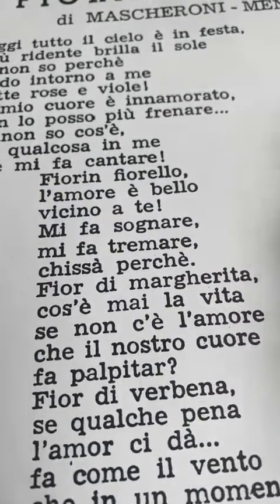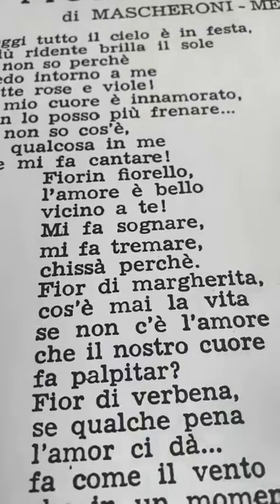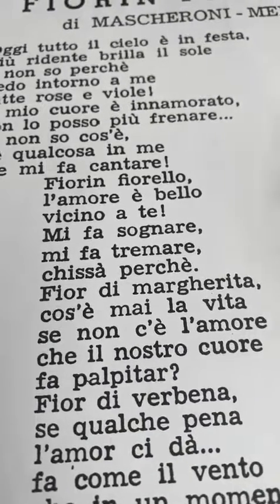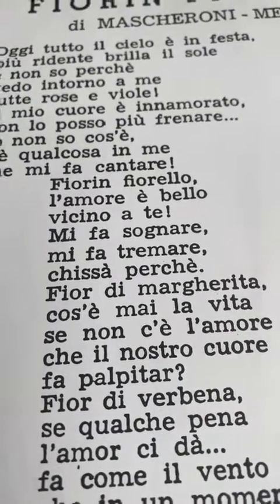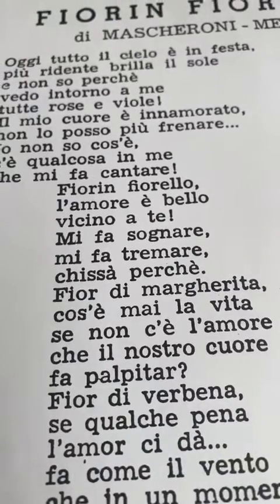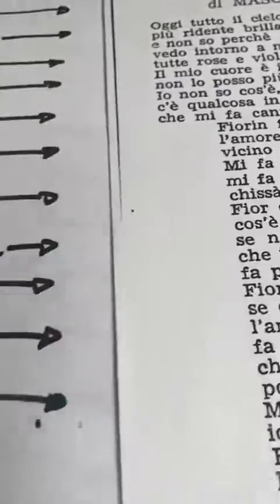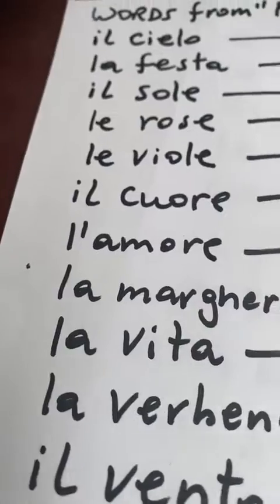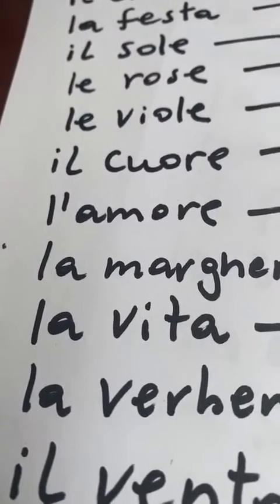Fiorin, fiorello. Fiorin, fiorello actually comes from fiore, il fiore, which is the flower. Fiorino is a small flower, but fiorello is a pretty flower. Fiorin, l'amore, l'amore. There it is. You find this in songs a lot. L'amore, love.